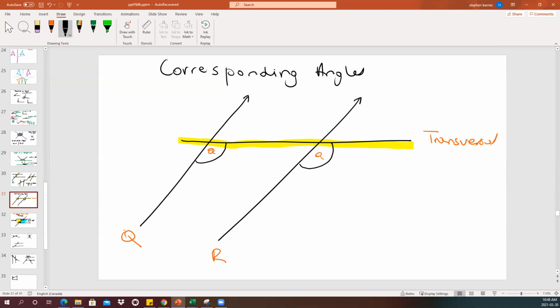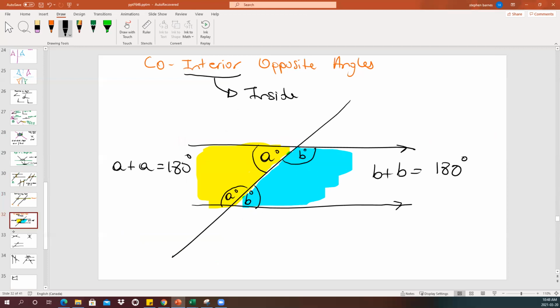Corresponding angles are in the same position on opposite sides of the transversal. So this is what the corresponding angles look like. And we just did the interior angles, the inside angles. When you have two parallel lines cut by a transversal, you have interior angles on either side of the transversal. If you sum them, you should get 180 degrees.